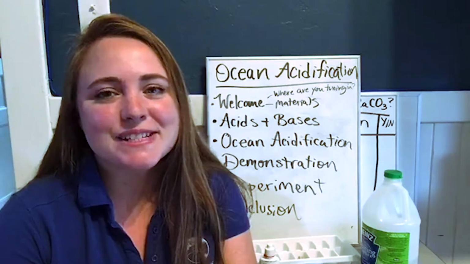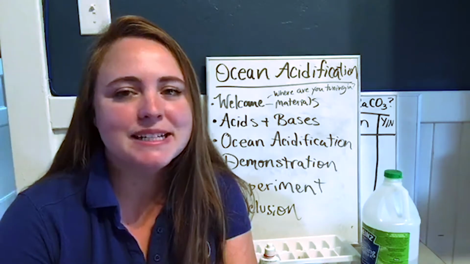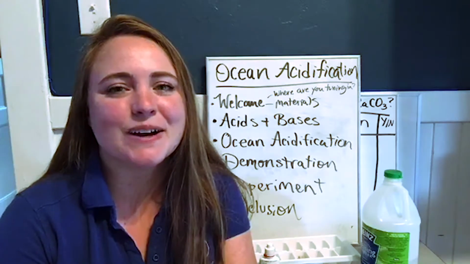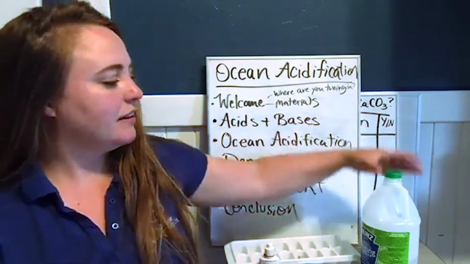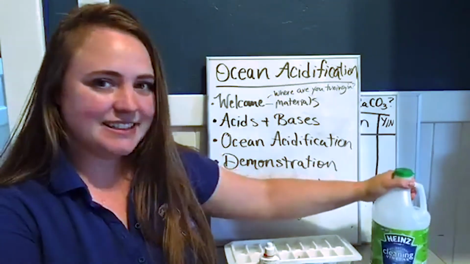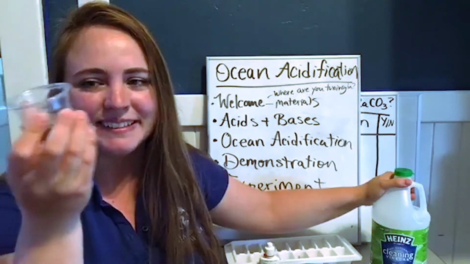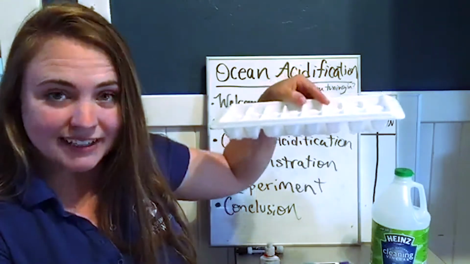I will also go over some materials that we'll need for today's ocean acidification experiment. If you would like to do a hands-on experiment along with me, some things that you will need include vinegar, containers, whatever those may look like. You can use cups, you can use these little dishes. I'm going to use an ice cube tray.